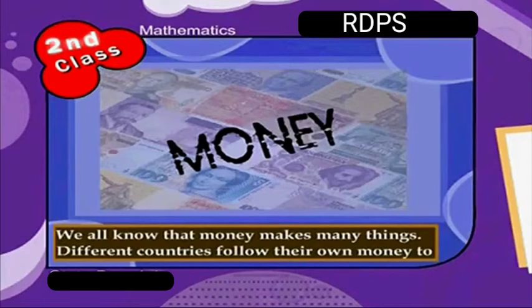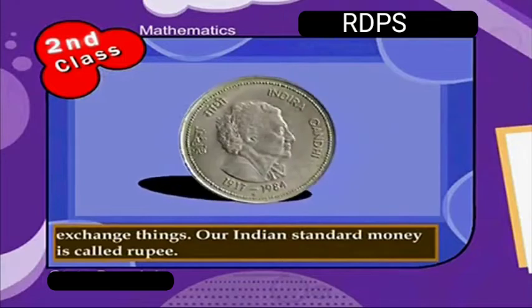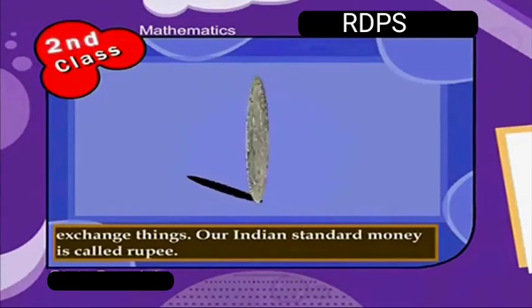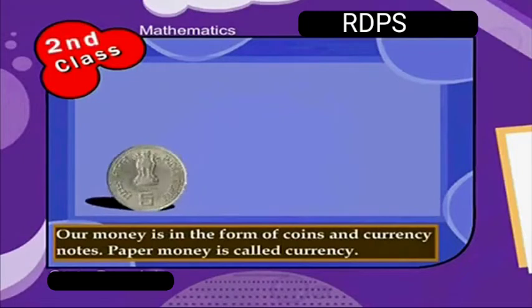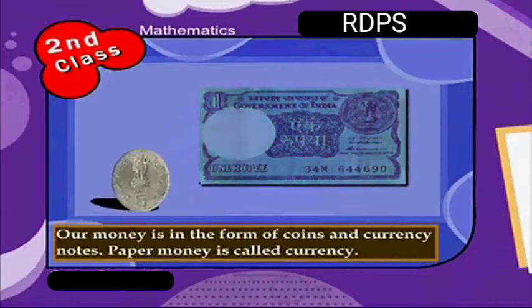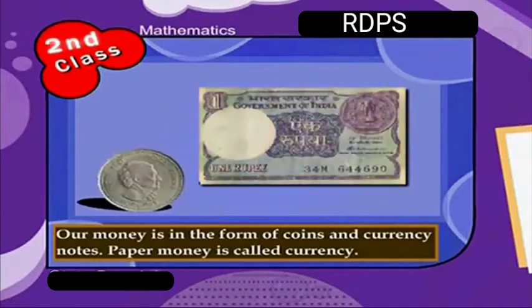And students, we all know that money buys many things. Different countries follow their own money to exchange things. Our Indian standard money is called rupee, and our money is in the form of coins and currency notes. Paper money is called the currency.